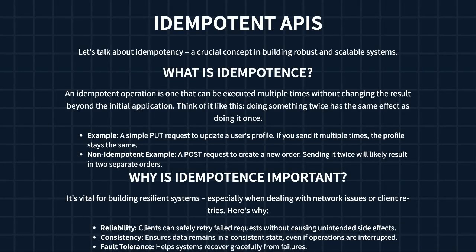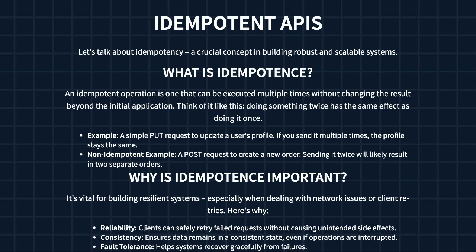Okay, let's dive into idempotent API, a really important concept in system design. Essentially, an idempotent operation is one you can run multiple times without changing the outcome beyond the first time. Imagine updating someone's profile. Doing it twice has the same effect as doing it once.